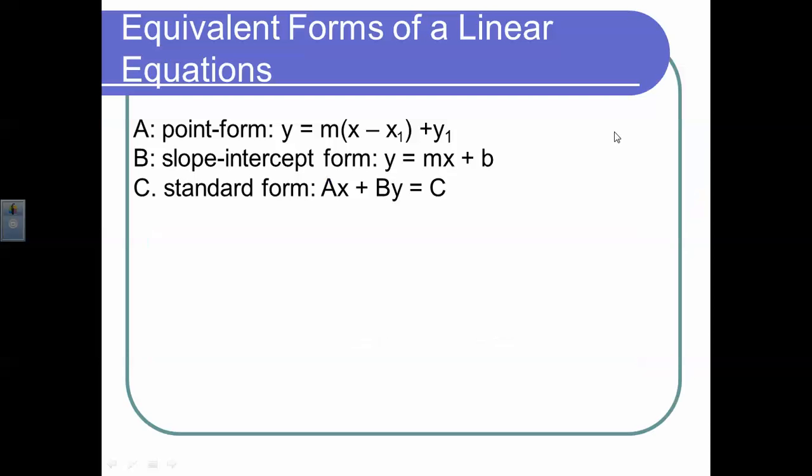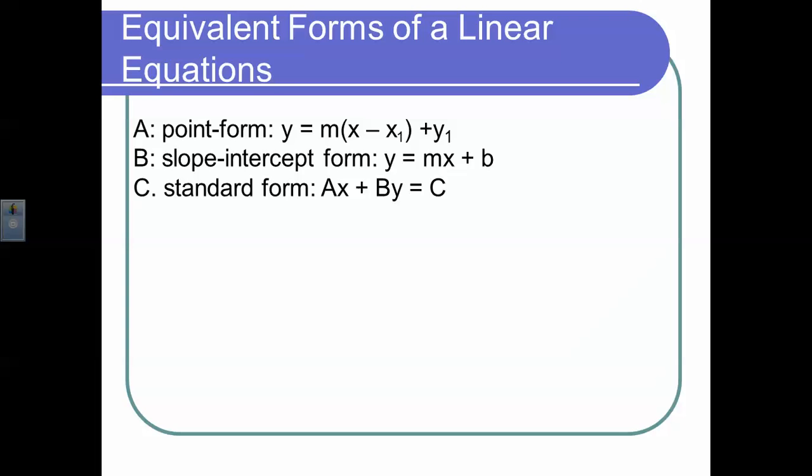So, if we review a little bit here, we've talked about three different forms of a linear equation. Point form: y equals m times the quantity x minus x1 plus y1. Slope-intercept form, which is y equals mx plus b. And standard form, which is ax plus by equals c. What we want to be able to do is work between any of these forms of a line, or convert from one form to another.